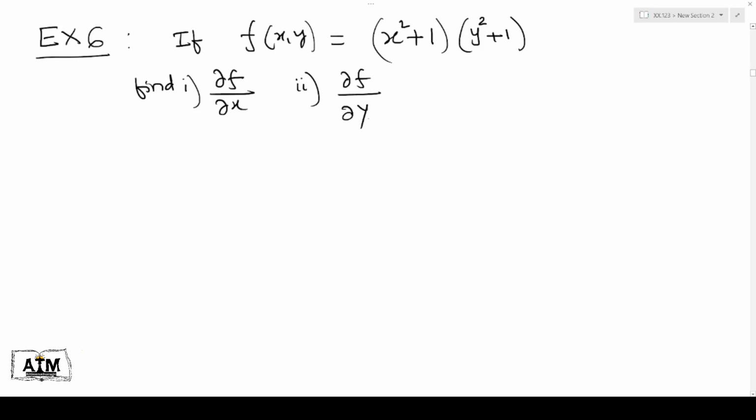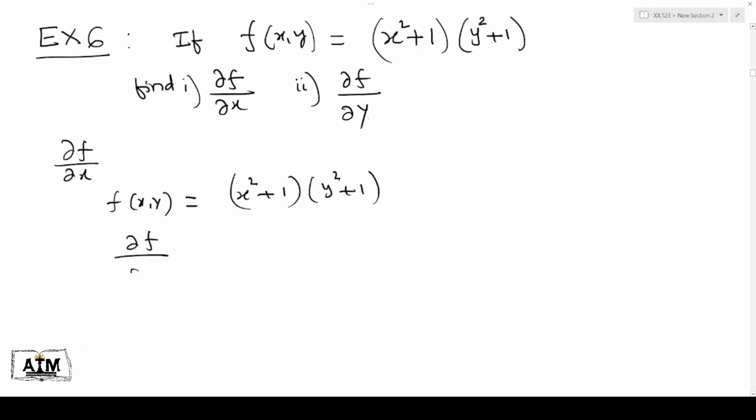In this example, there are two brackets. In first bracket, x square plus 1, in the second bracket, y square plus 1, and we need to find dou f by dou x and dou f by dou y, partial derivative with respect to x and partial derivative with respect to y. So first we'll find out dou f by dou x. For that, write down the given function as it is, x square plus 1 and y square plus 1. Now we need to find dou f by dou x.